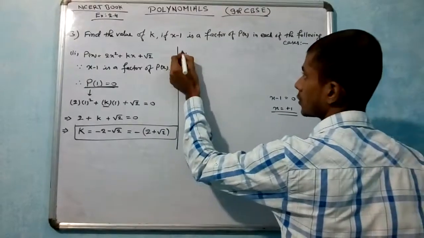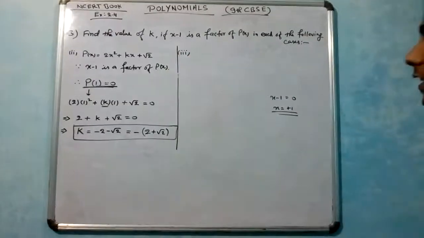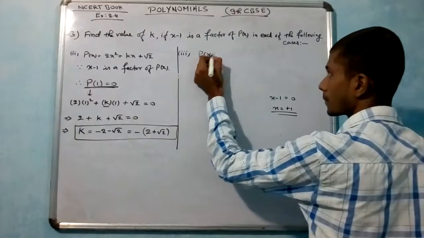Okay. Now the third one. What is p(x) given in the third one? Tell me.